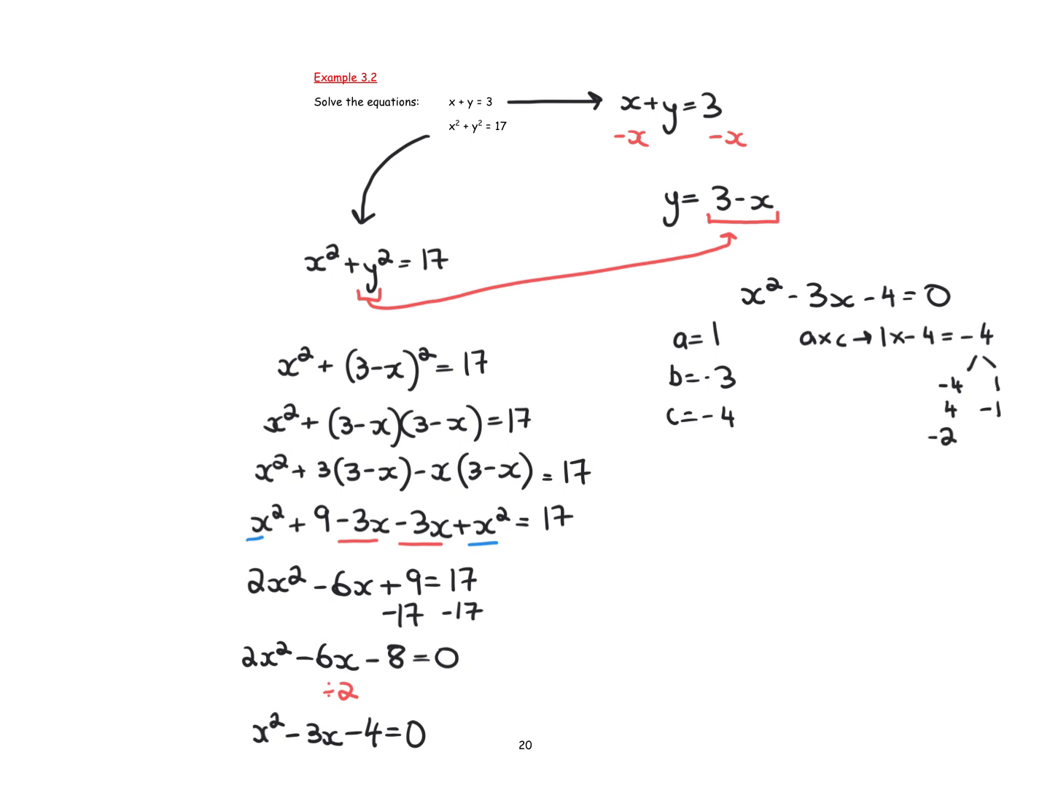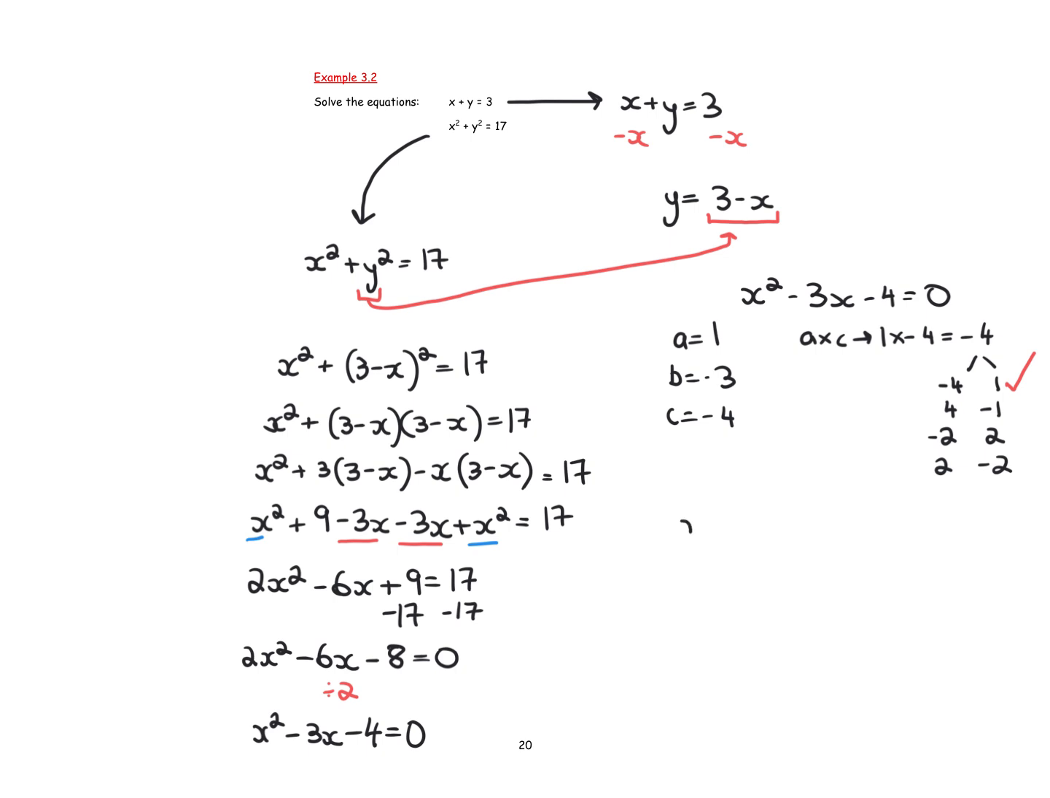We have minus 2 by 2, or we have 2 by minus 2. And then what we have to do is pick the one that when you add them together will equal the b. And remember, b is minus 3. Here we have minus 4 plus 1, which will give us minus 3. So luckily, we've picked the correct one first.